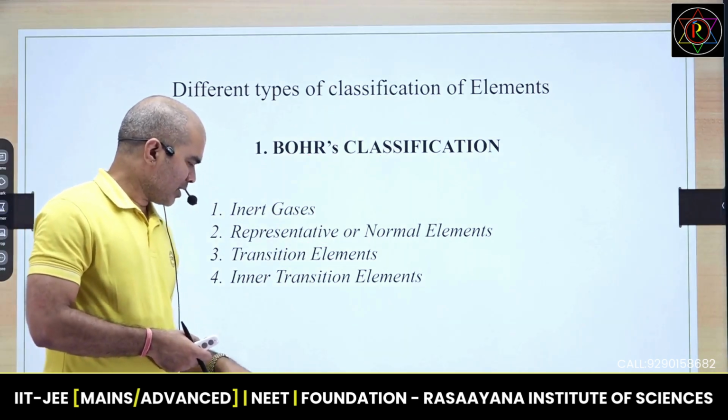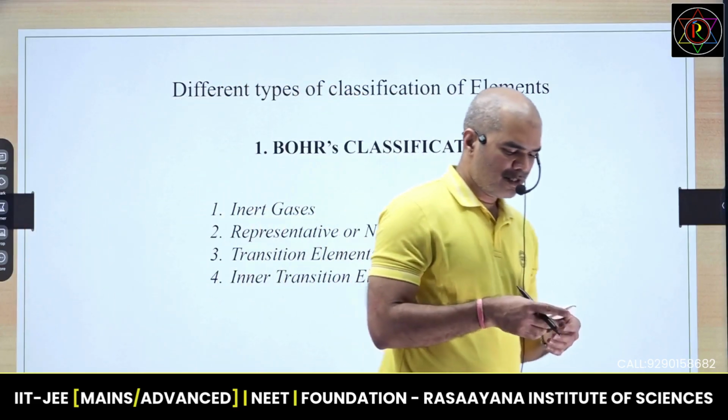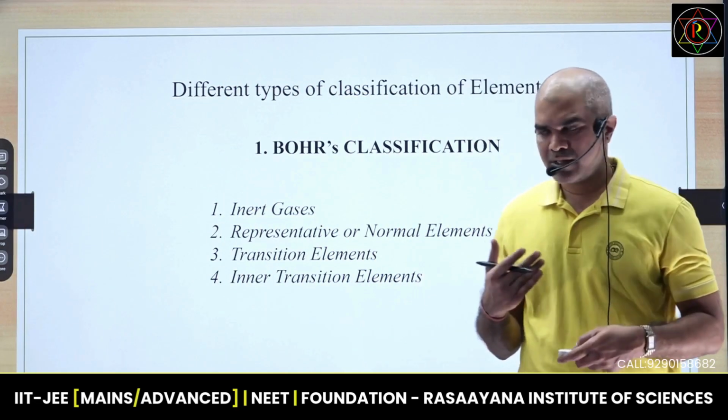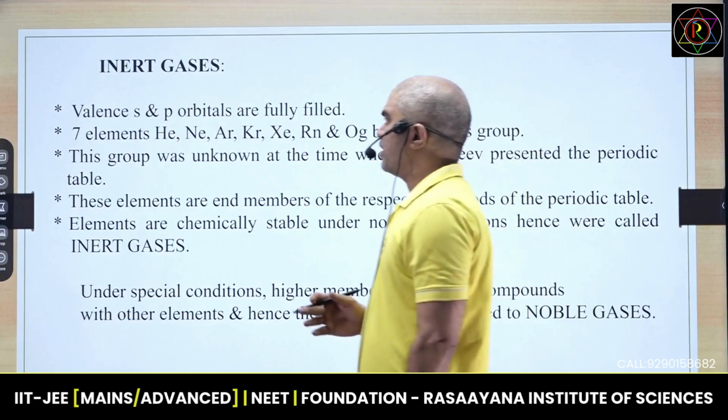The first one is inert gases. Generally we call them inert gases. We also have another name for it. We call them noble gases. What is the reason? I'll just explain. So these are some important points.